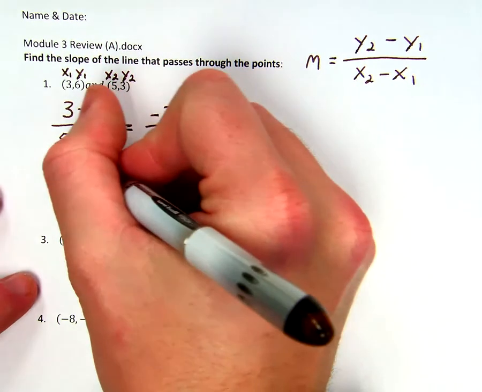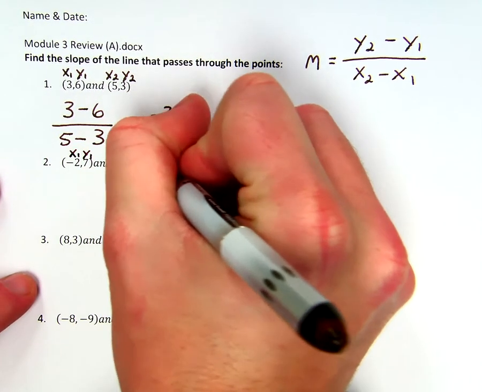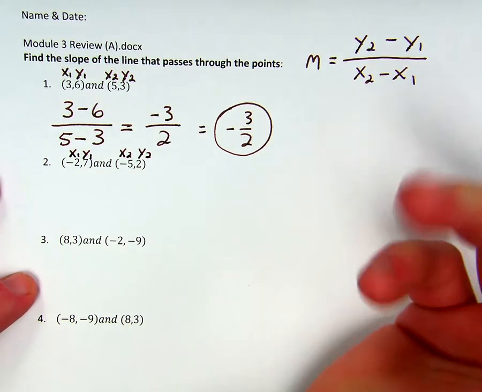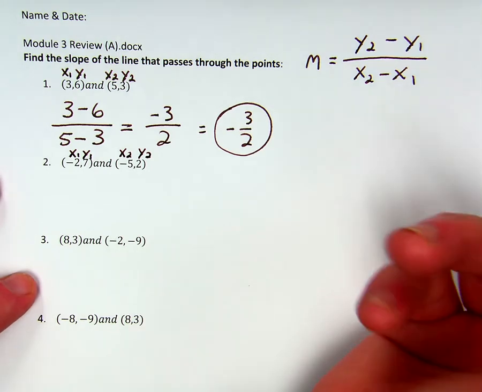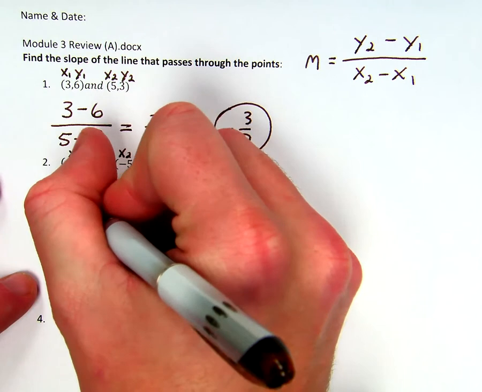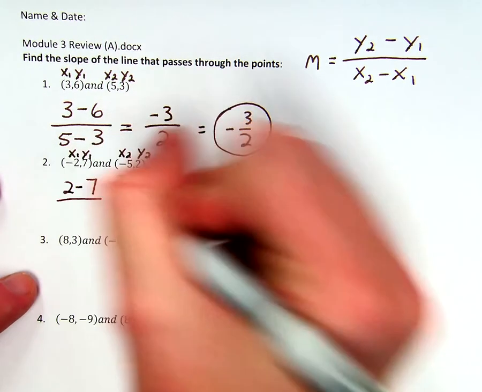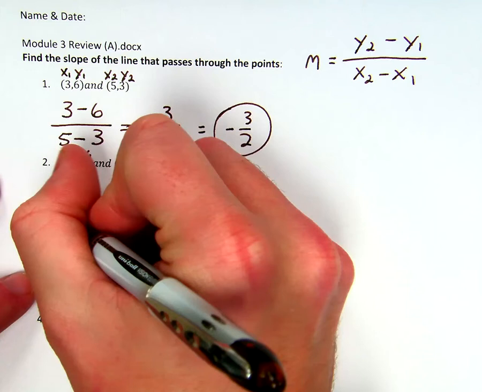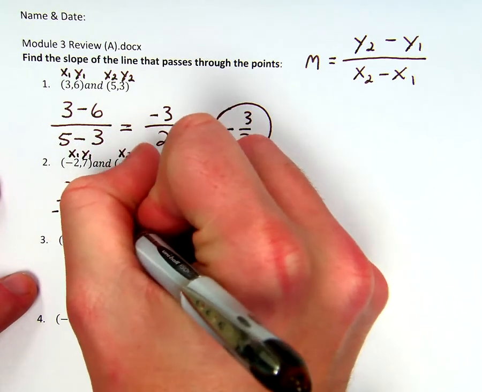For number 2, I would use the same method. I would label x1, y1, x2, y2. I would do that in every step because it'll help keep you from getting things confused or putting things in the wrong spot. This time our y2 value is 2, so I'm going to start with 2 minus my y1 value, which is 7. And I'm going to put that on top of my x2 value, negative 5, minus my x1 value, which is negative 2.